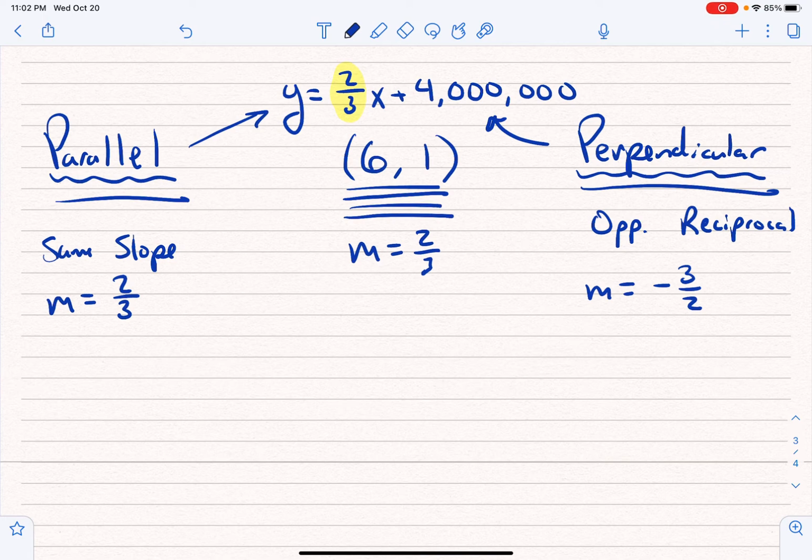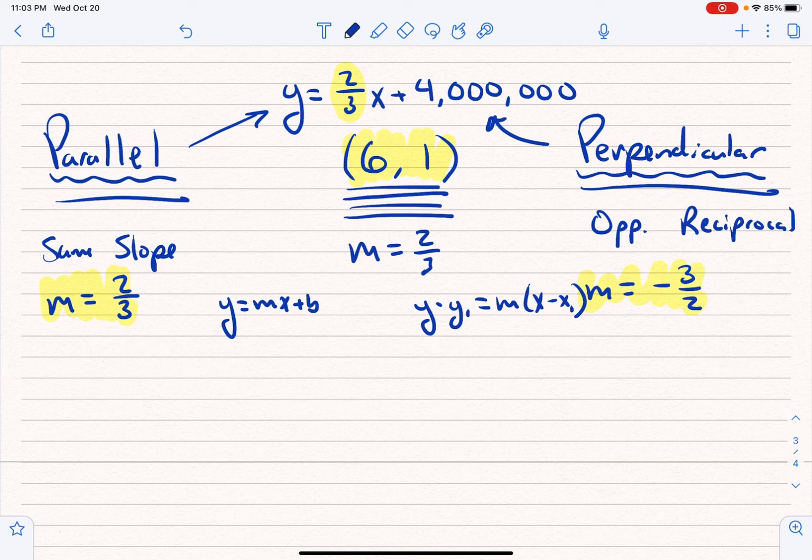Okay, let's see here. Then I have to look at this point. Here's my point. Now we're back to what we were doing a couple days ago. We are given a slope and we're given a point, and this is easy. We can use either y equals mx plus b or y minus y1 equals slope times x minus x1. We're good either way. For this first one, I'll use y equals mx plus b.